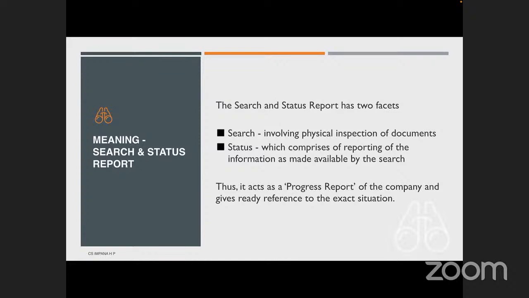And reporting the same, whatever information you have received by inspection, is called the status, like statusing or putting out the report or the brief line of information that you have got by understanding from the inspection of documents and supporting evidences. So there are two facets, which are search and status. It's also called a progress report of the company, and it gives a ready reference to the exact situation. What's the exact situation? The compliance status of the company, right?